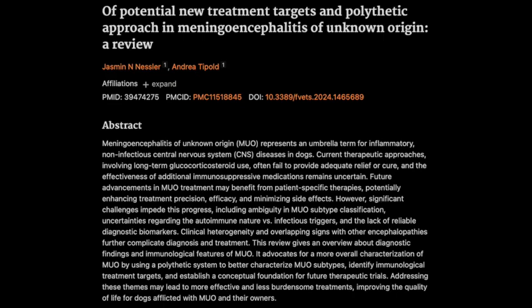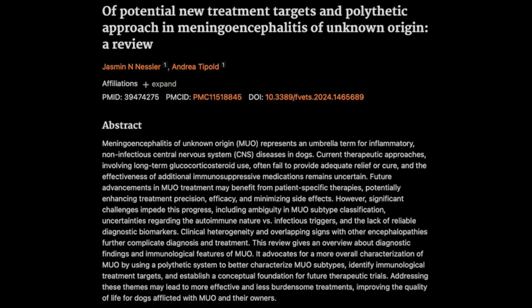We're going to be taking a look at meningoencephalitis of unknown origin, MUO, in dogs and cats. We're going to be going through a scientific review article, talking about the history of MUO, the challenges of diagnosing and treating it, and some of the exciting new potential therapeutic targets that are being looked into, including the role of the blood-brain barrier and specific cytokines. So let's just jump right in.